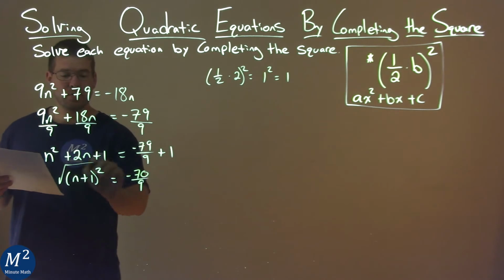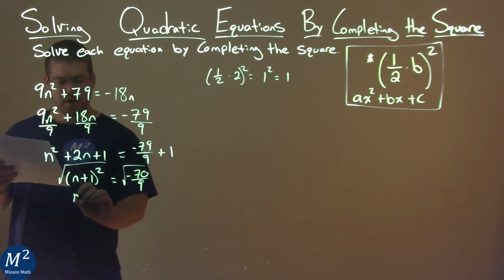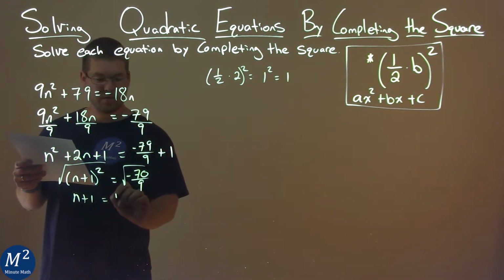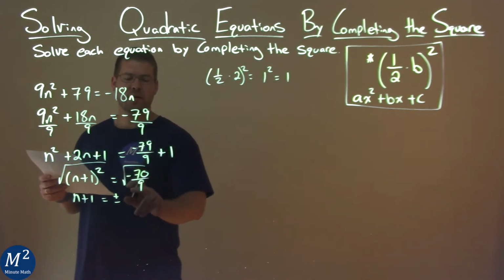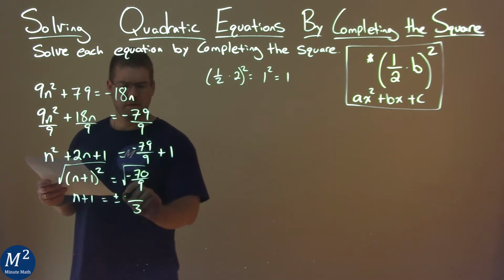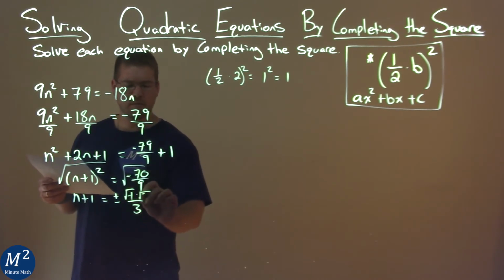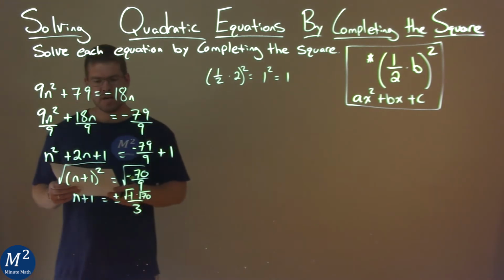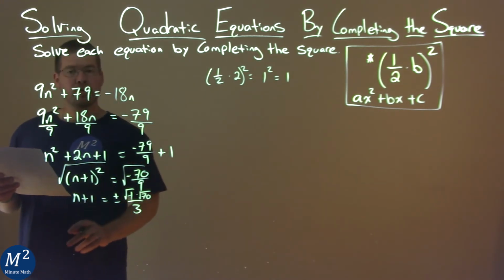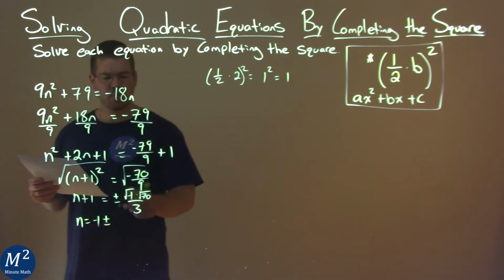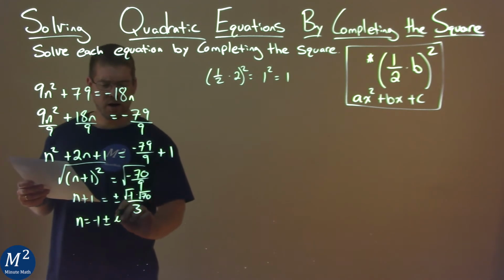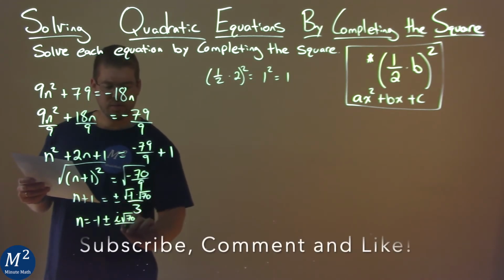We now take the square root of both sides, and we have n plus 1 equals plus or minus the square root. We know we can take the square root of the numerator and denominator individually. The square root of 9, the denominator, is just a 3, and the square root of negative 70 is the same as the square root of negative 1 times the square root of 70. Keep going, we can subtract a 1 from both sides. We have n equals negative 1 plus or minus here. Now the square root of negative 1 we know is i, so we have i square root of 70 over 3.